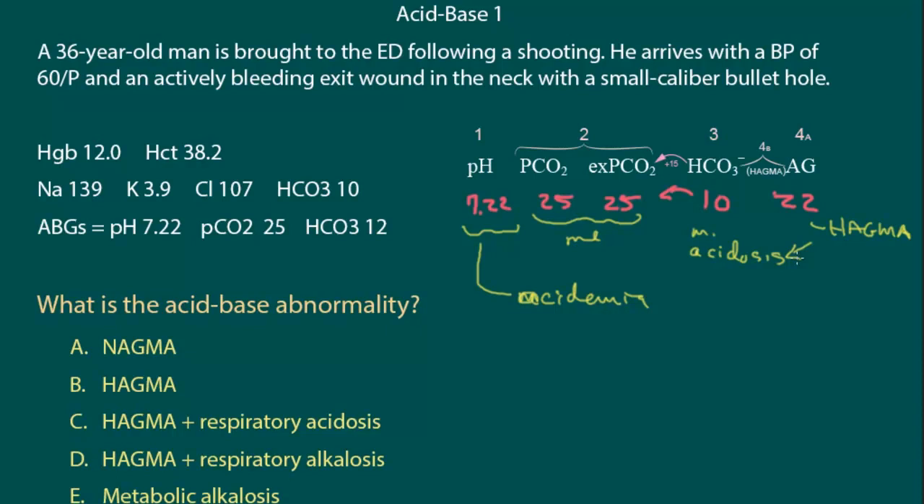Let's go to the 4B area and compare the increase in anion gap with the decrease in bicarb. Increase in anion gap is 22 minus the normal of 6. So it's 16. Anion gap has increased 16 above normal. Bicarb is 10. It's 15 less than normal. So 15, 16. They're about the same. We have a simple HAGMA going on.